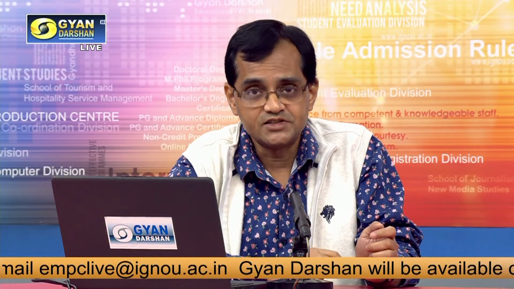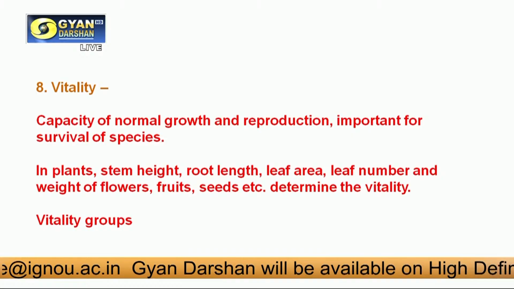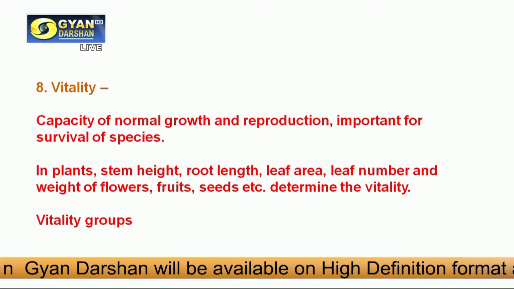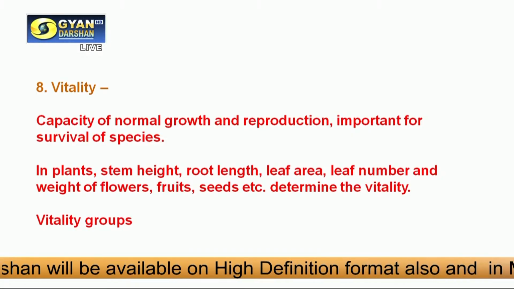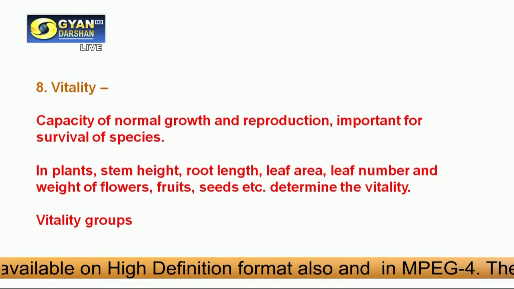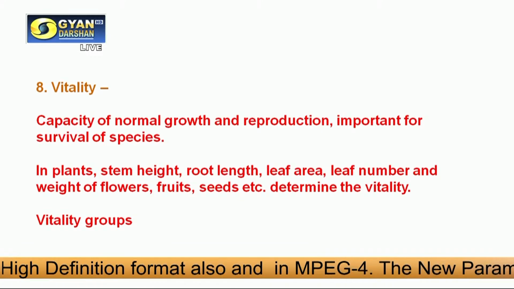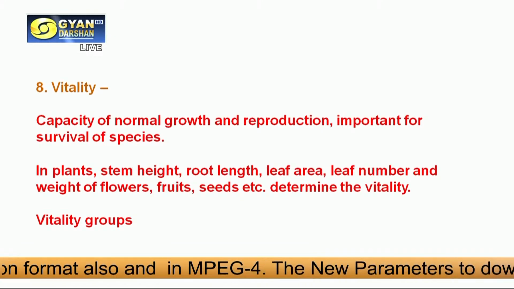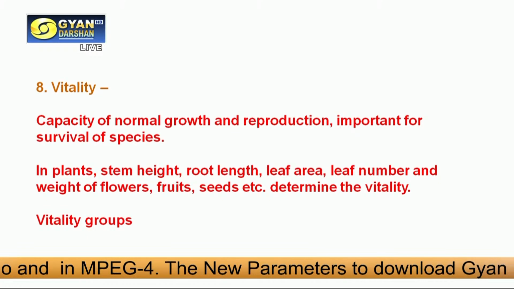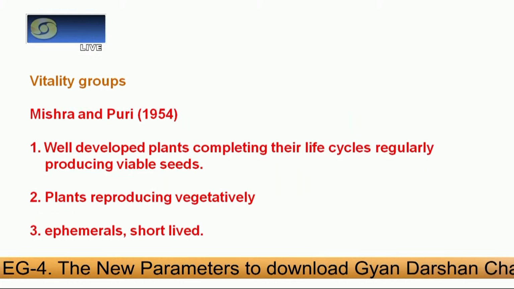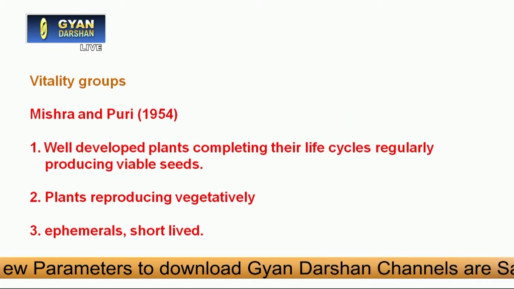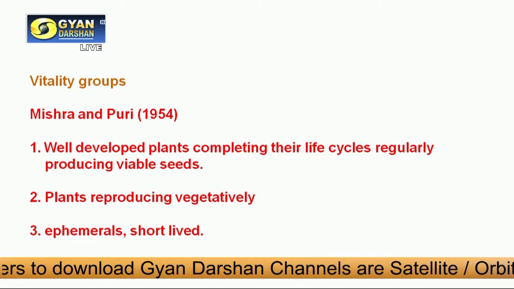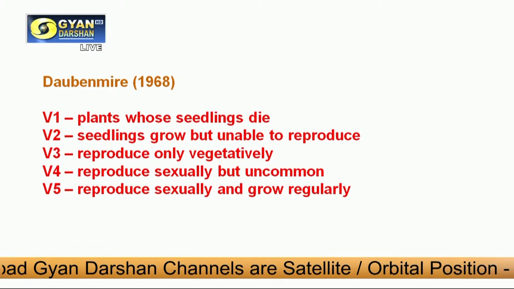Next is vitality. That is the capacity of normal growth and reproduction, important for survival of species. In plants, stem height, root length, leaf area, leaf number, and weight of flowers, fruit, and seeds determine the vitality. And again, you have the vitality groups. Mishra and Puri in 1954 actually gave vitality groups, that is V1, V2, V3, V4, and V5.